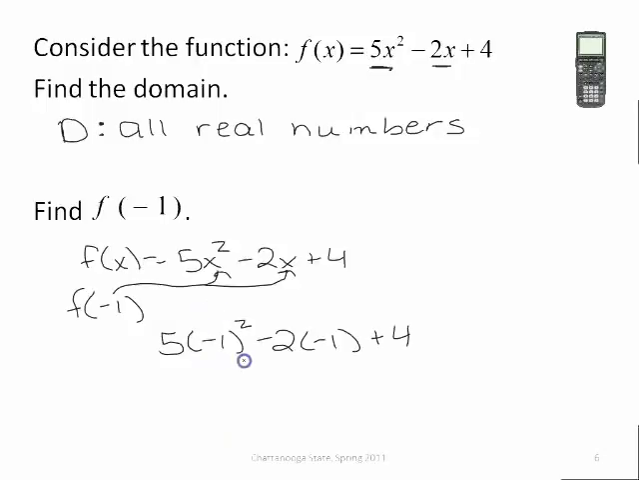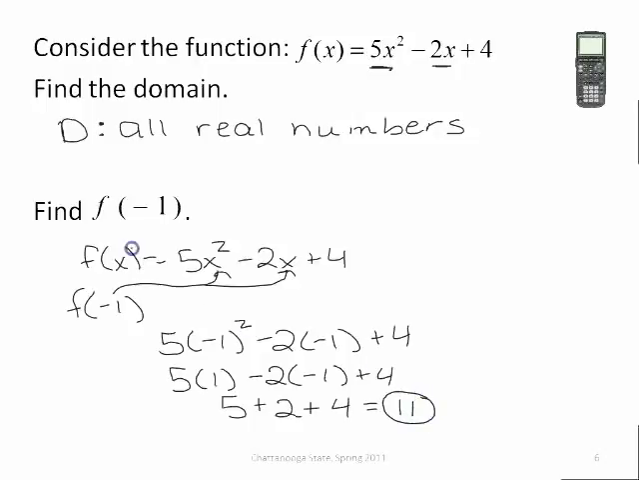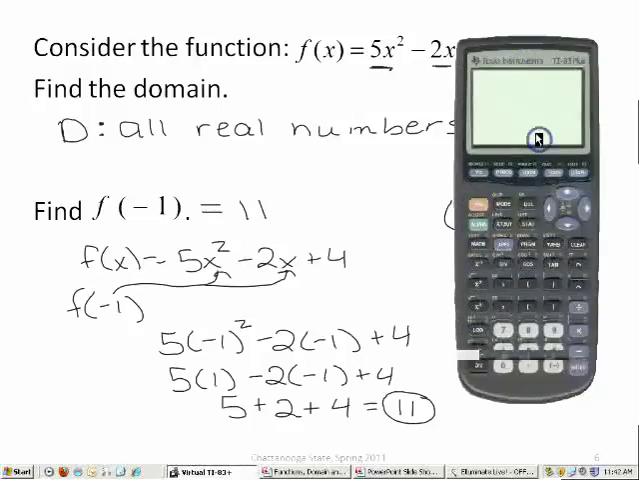You've got to be careful with your order of operations here. -1 times -1 is +1. So we have 5 times 1 minus 2 times -1 plus 4. So I have 5 plus 2 plus 4 gives me 11. So f of -1 is 11. That means the ordered pair -1, 11 is on that graph.